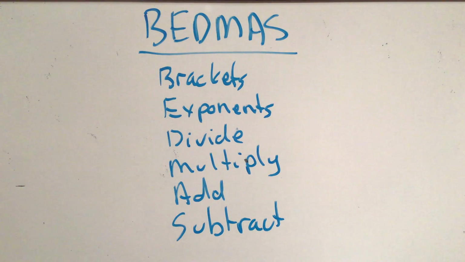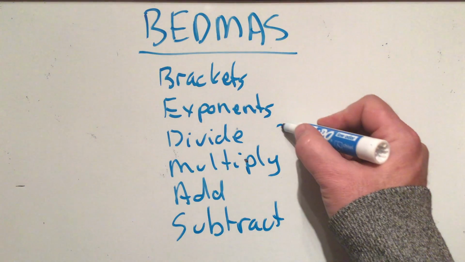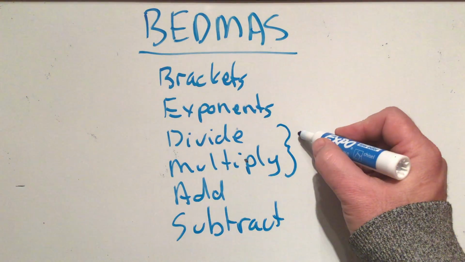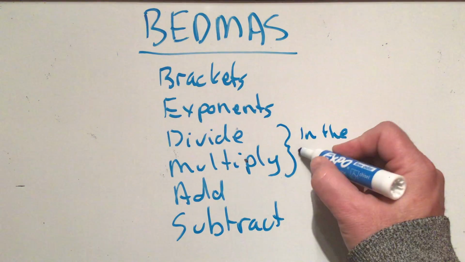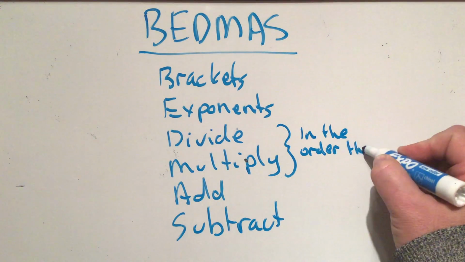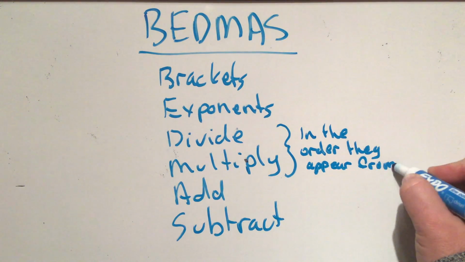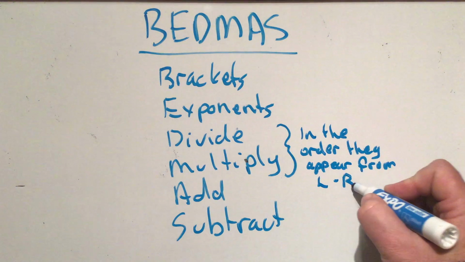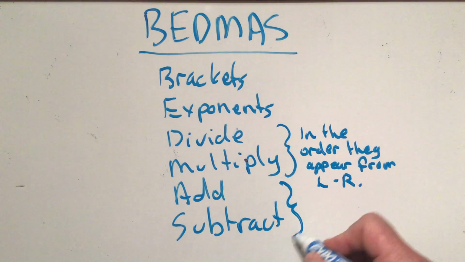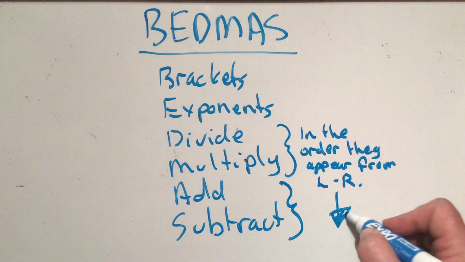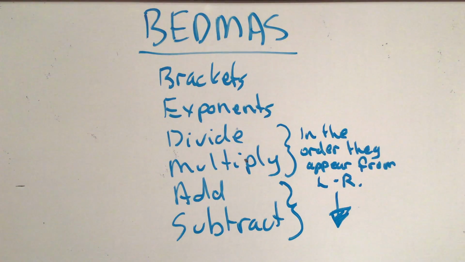Okay, and this is the order in which we have to perform mathematical operations. Although there's a bit of a caveat here, meaning that for divide and multiply, you do them in the order they appear, from left to right. And then for adding and subtracting, same deal. You do those in the order that they appear from left to right as well. Okay? So, let's do an example of this.